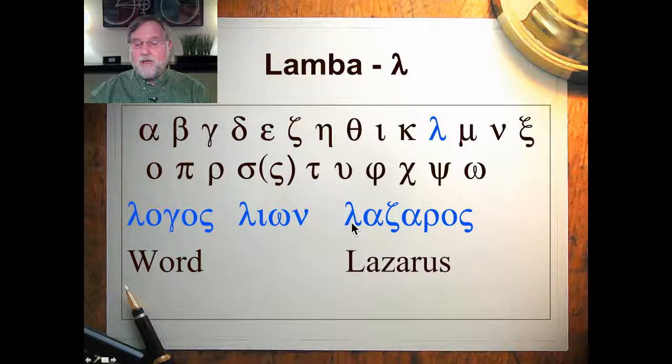Third word is Lazarus. So you can kind of see that played out in English too. But Lazarus. Lambda starting off, Lazarus means Lazarus. And this is, I just had a little bit of fun. I took lion. So this is what lion would look like in Greek. It's not really a Greek word, but I wanted to give you another indication of a word that started with lambda. So go ahead and write down lambda several times, and we'll move forward.